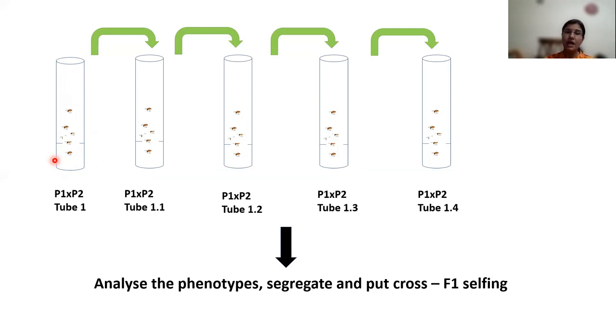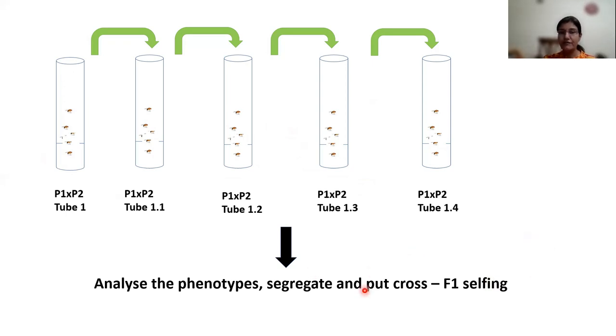So what we can do is transfer the same parents into multiple tubes with a gap of 1 day, because we know that in 1 day the eggs are already laid in the tubes. After a day, we transfer the same parents into a fresh tube, and we keep on transferring them till we achieve a significant number of tubes. After the mating has been done, these tubes are ready for the F1 generation because eggs are already laid.